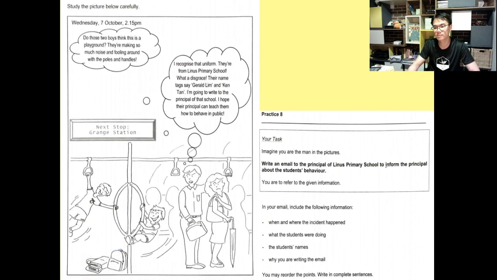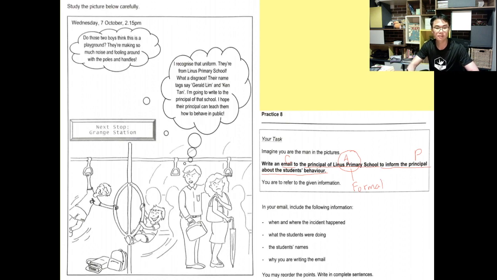Okay, so my purpose is to inform the principal about the student's behavior, right? So this is my purpose. My audience is the principal of Linus Primary School. This is my audience. And my context or my structure is an email. So this is my context. And because the principal is my audience, it has got to be formal, right? It's someone important, all right?